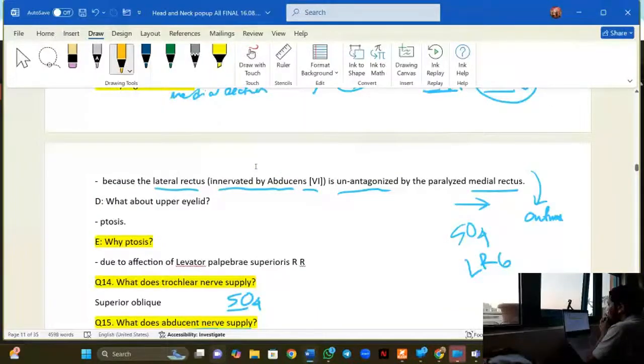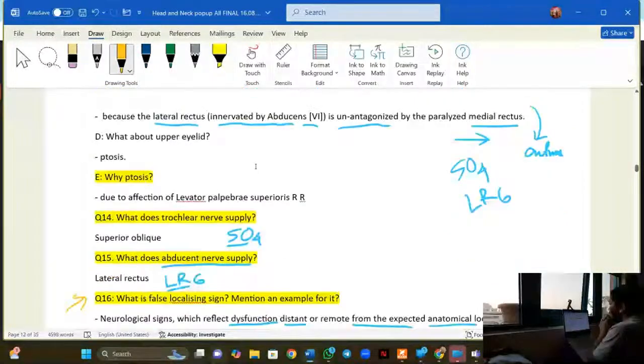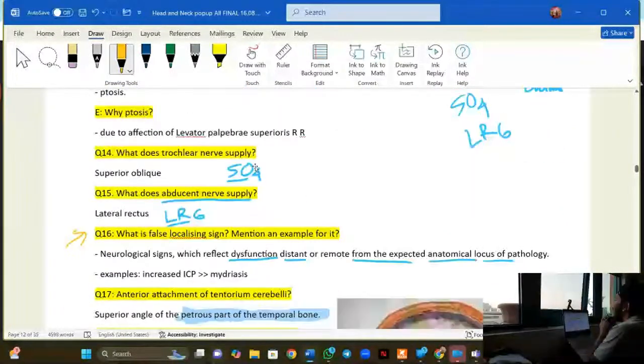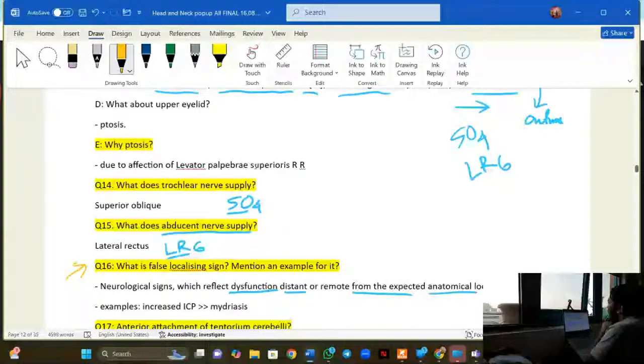What about the upper eyelid? The upper eyelid will drop, it will cause ptosis. Why ptosis? Because levator palpebrae superioris will be paralyzed. And what does the trochlear nerve supply? Superior oblique. Abducens supplies lateral rectus.